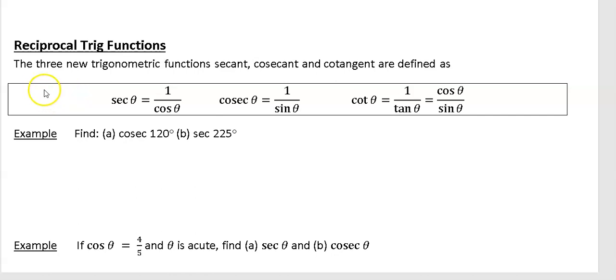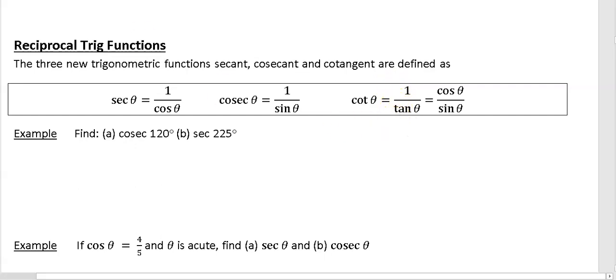In this video, we're going to look at the reciprocal trig functions. Now we have three of these: sec, cosec, and cot, which are secant, cosecant, and cotangent. How you get sec is 1 divided by cos, so that's why they're called the reciprocal trig functions. How you get cosec is 1 divided by sine, and how you get cot is 1 divided by tan.